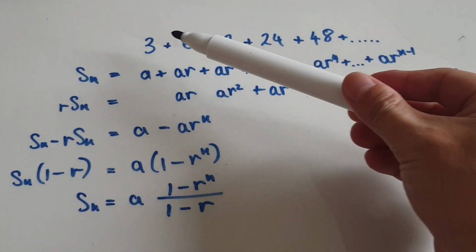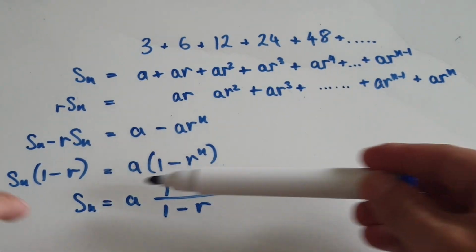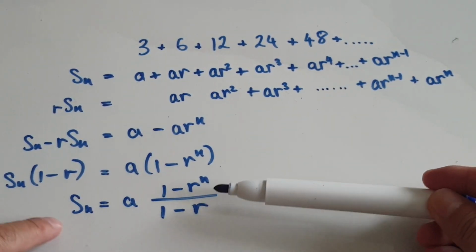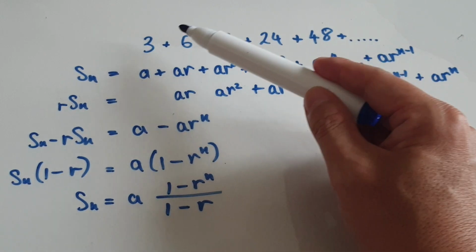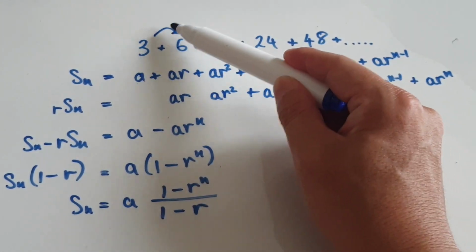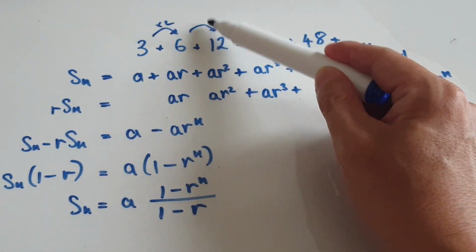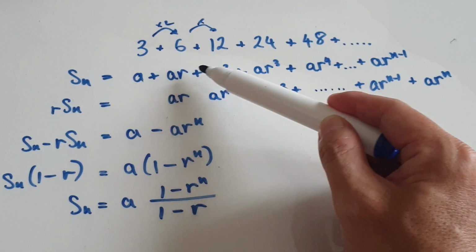The formula to sum up all the elements of a geometric sequence is given by this. Let's try and understand where this comes from. So remember, a geometric sequence is when you multiply by a common ratio each time. So here as an example, this is times 2, this is times 2. So your r each time is times 2.